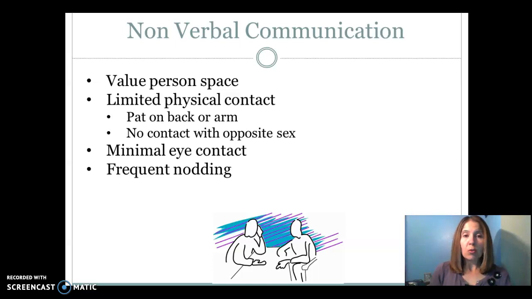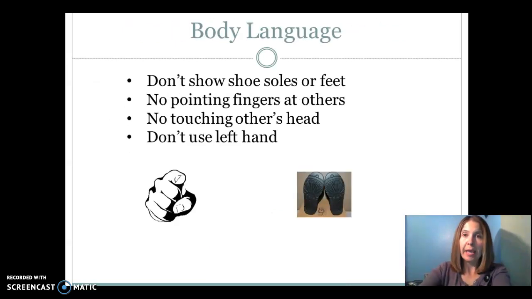Traditionally, they will only have physical contact with people that they are familiar with or friends, maybe with a pat on the back or the arm, but they try to avoid physical contact with anyone of the opposite sex. They prefer minimal eye contact, and frequently you will see them nodding their head as they are being polite as you speak, and the nodding does not necessarily mean that they agree with what you are saying. Several things to keep in mind in regards to body language.